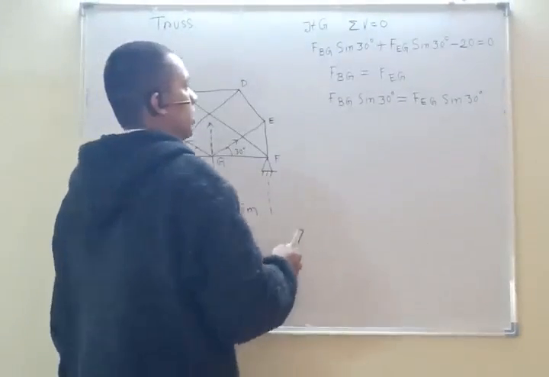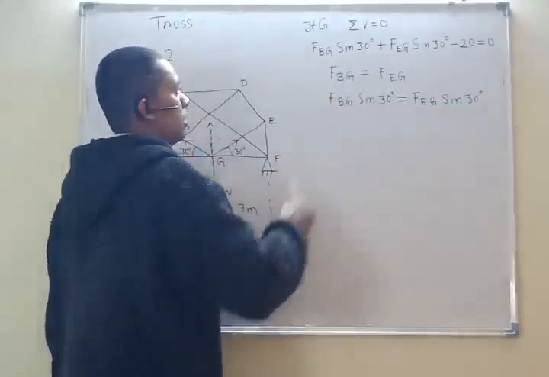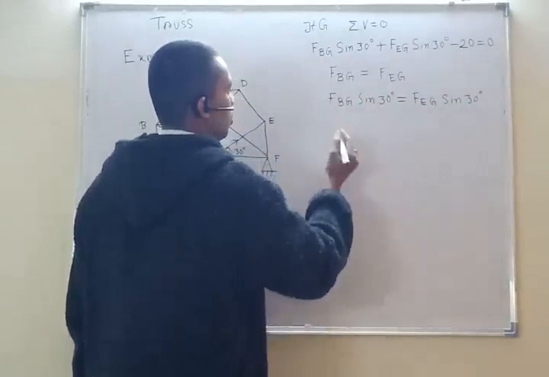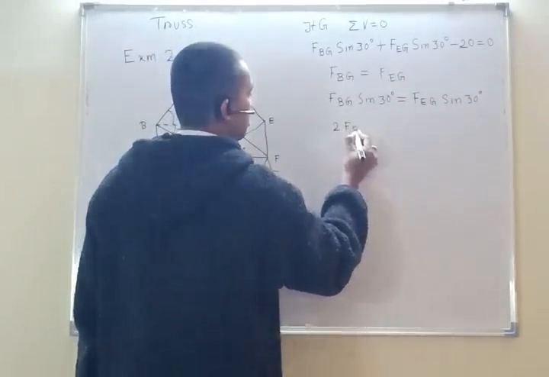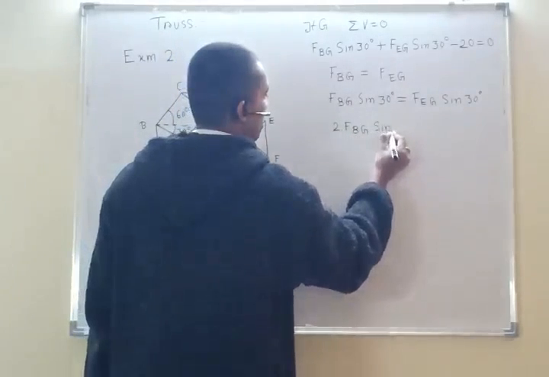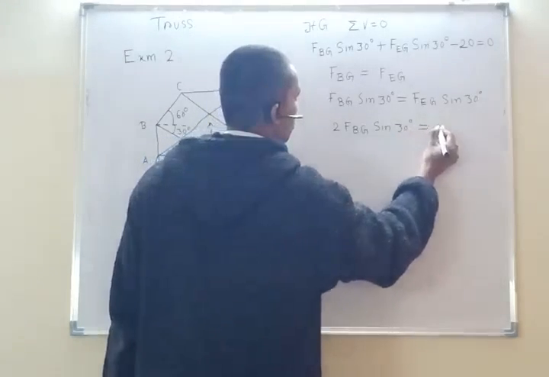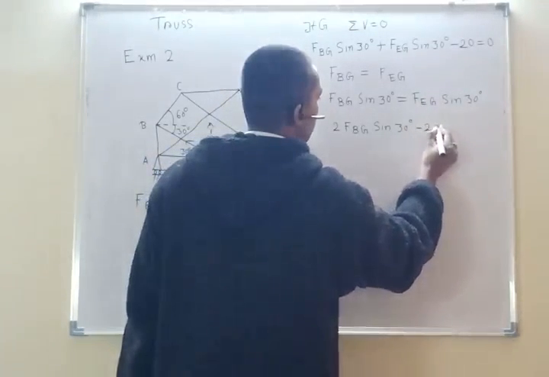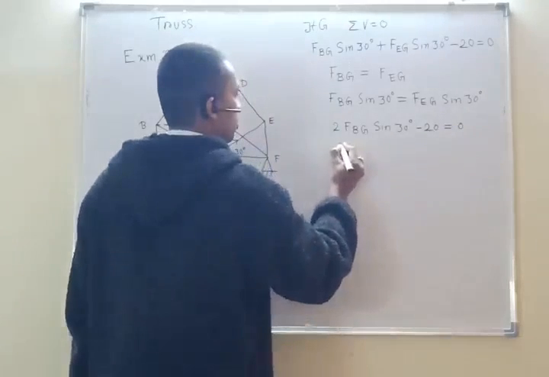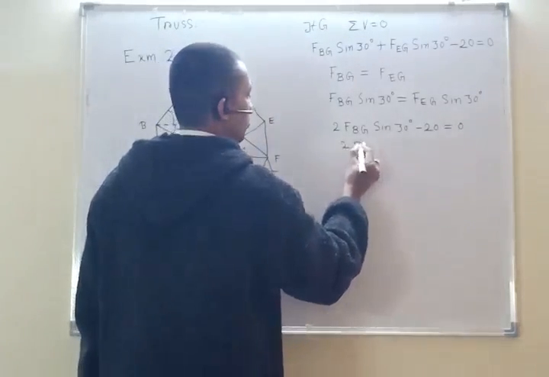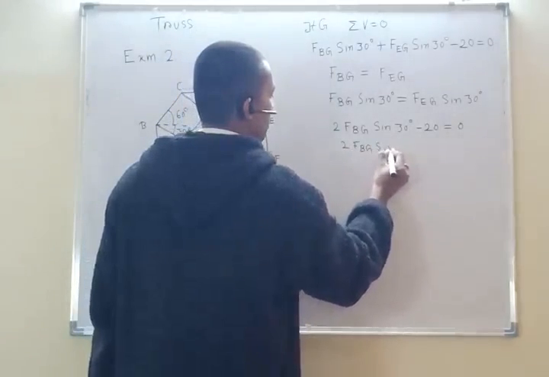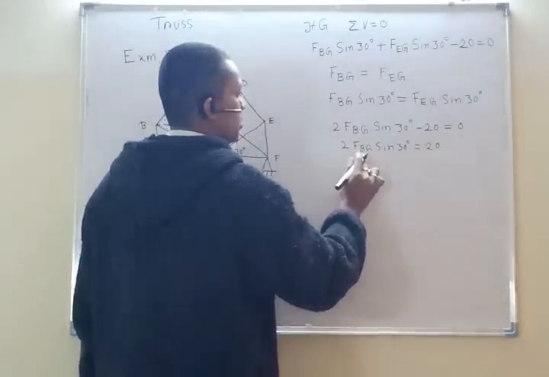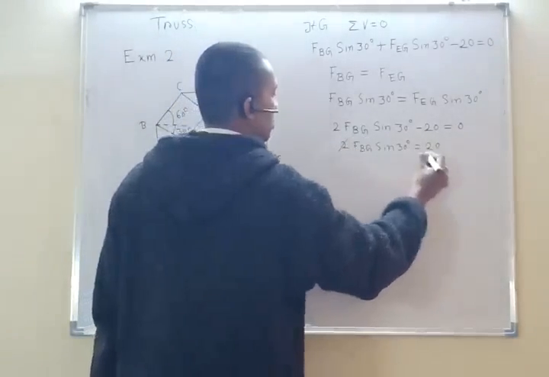Okay. So what can I write? Instead of this, I'm putting in this. So I can write two times the force in BG sin 30 degree should be equal to, this is on this side, or for your confusion I'm writing minus 20 equal to 0. So two times F_BG sin 30 degree equals 20. So F_BG sin 30 should be equal to 10.